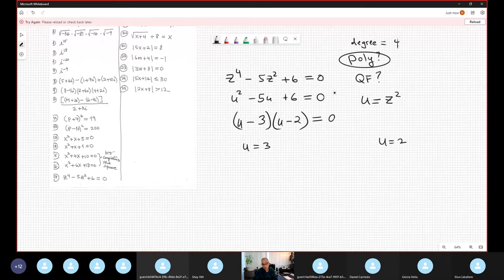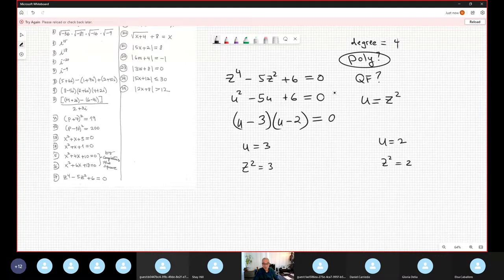But is this the final answer? No, because this is the u value. Remember, the original variable is C. You transform it, you change the variable, you convert it magically to a quadratic equation, and you solve it by factorization. Now this is a crucial moment in which you need to retrieve the C solution. C squared equals 3, and C squared equals 2, no?